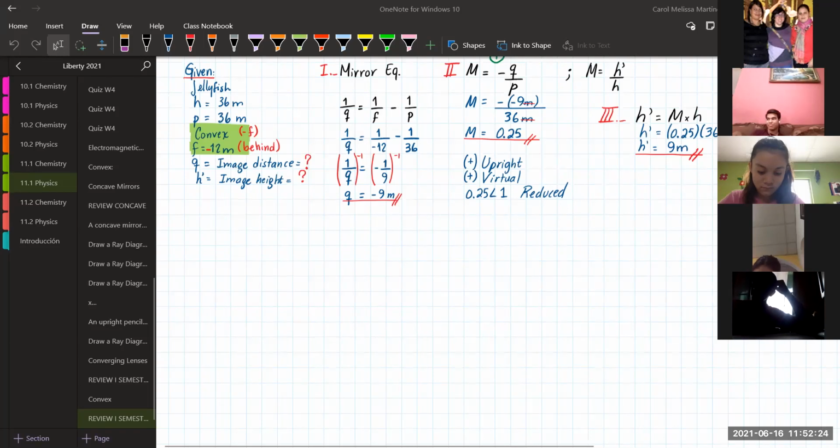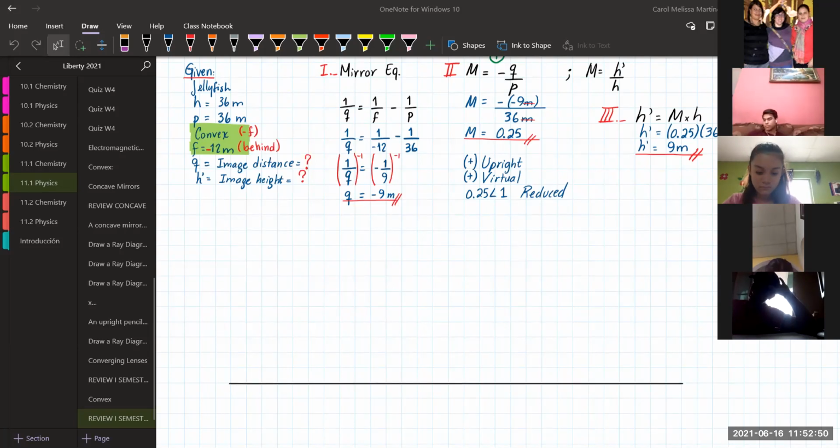It's a little bit complicated for me when I have to use the iPad. Okay, so let's see. I will draw my x-axis first. This is my main axis, more or less. And I will draw my convex mirror.